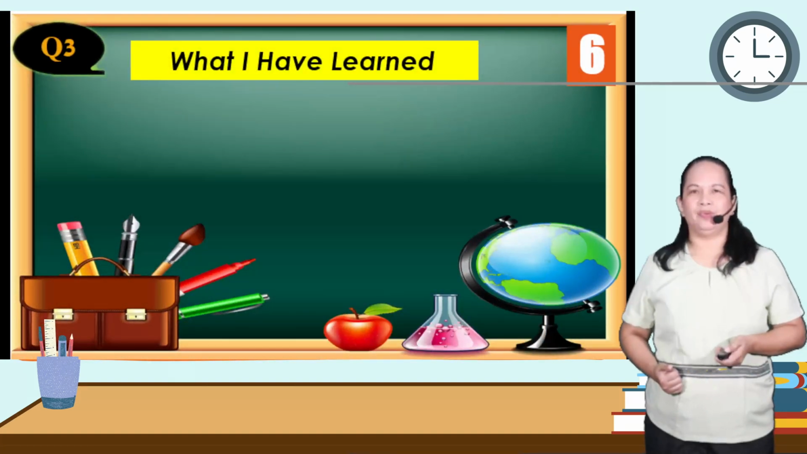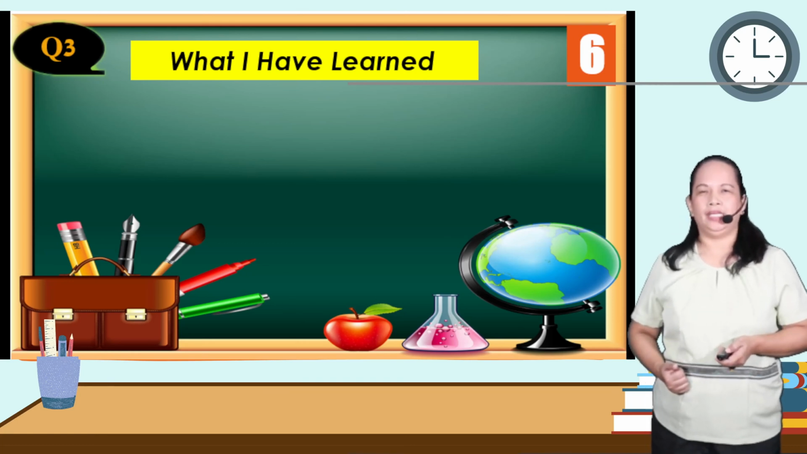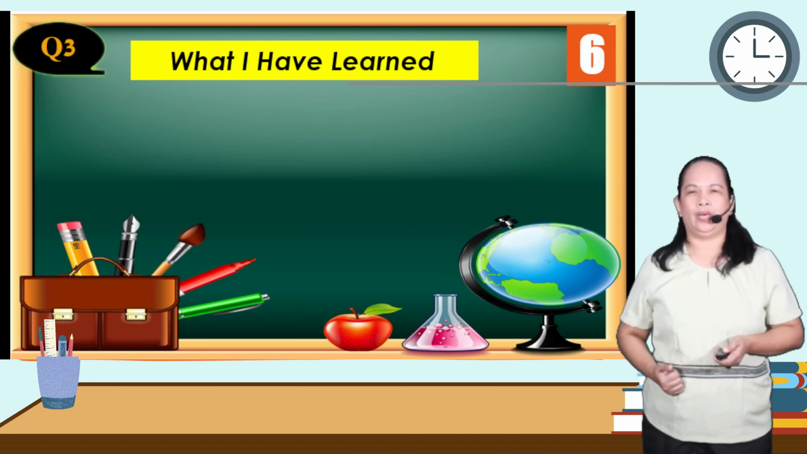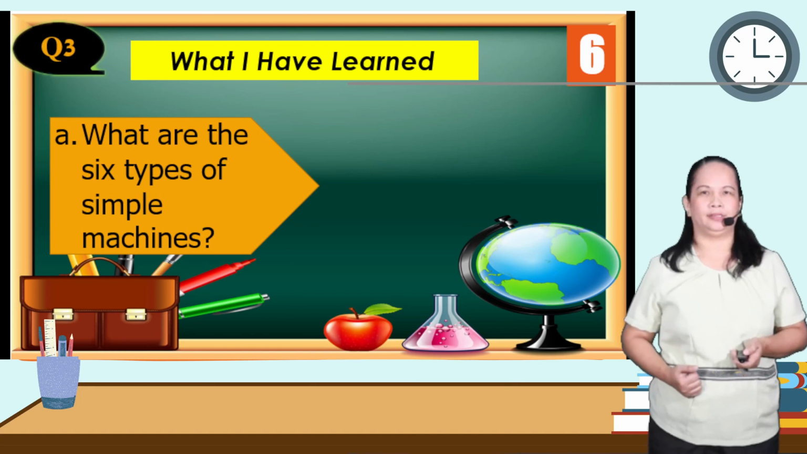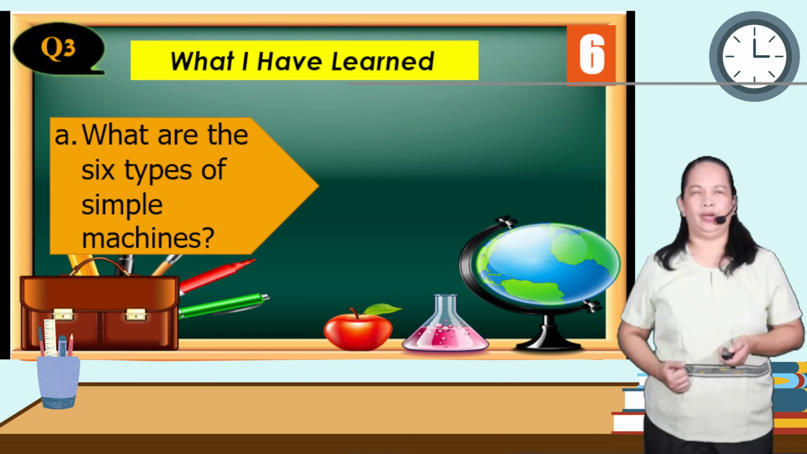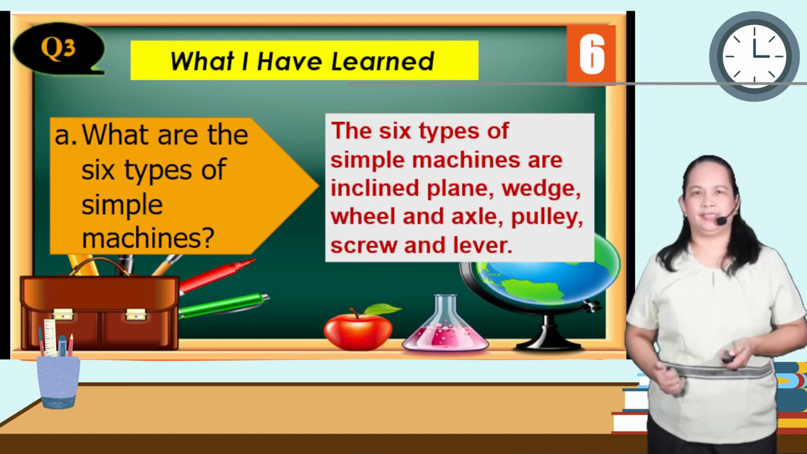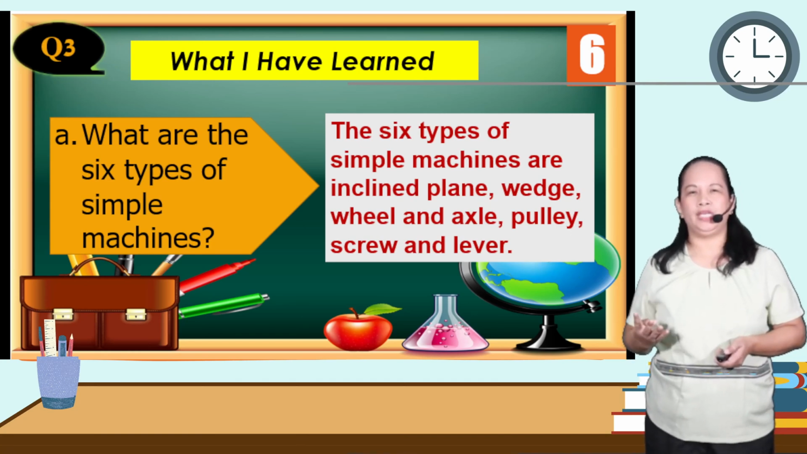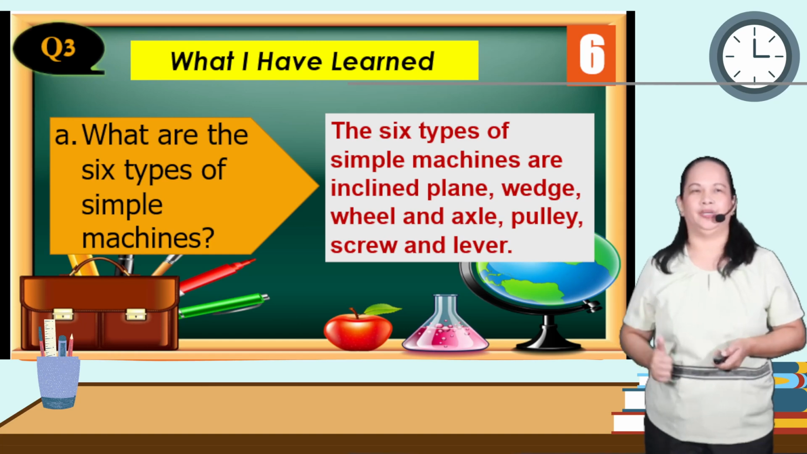Okay, this time I have prepared some questions to measure what you have learned for today's lesson. Question number 1. What are the 6 types of simple machines? You can comment your answer in the comment section. Yes, the 6 types of simple machines are inclined plane, wedge, wheel and axle, pulley, screw, and lever. Very good, grade 6 learners. I know that you got the correct answer.